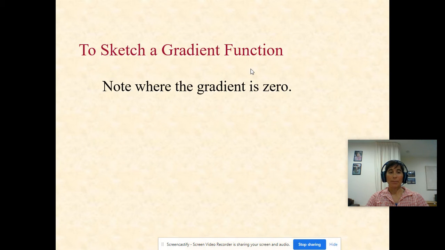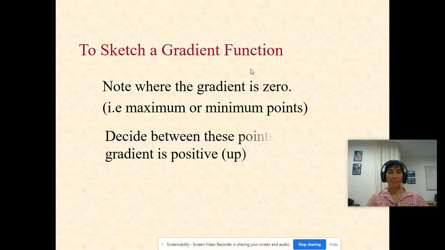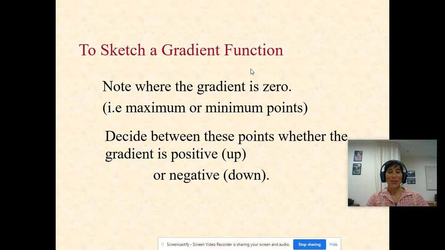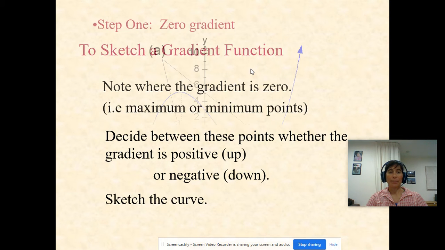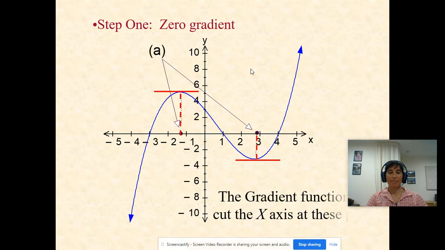Sketch a gradient function. Firstly, note where the gradient is 0. In other words, those maximum and minimum points or turning points. Decide between these points whether the gradient is positive or up, so putting little plus signs, or negative, down, putting those little minus signs. And then you sketch the curve. So looking at this example, here's a point where there's a 0 gradient, and here's another point where there's a 0 gradient. So the gradient function cuts the x-axis at these points.